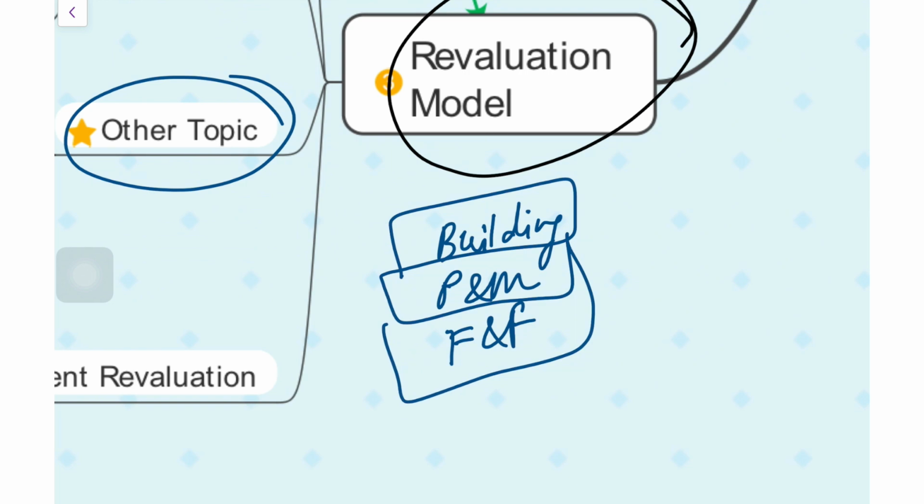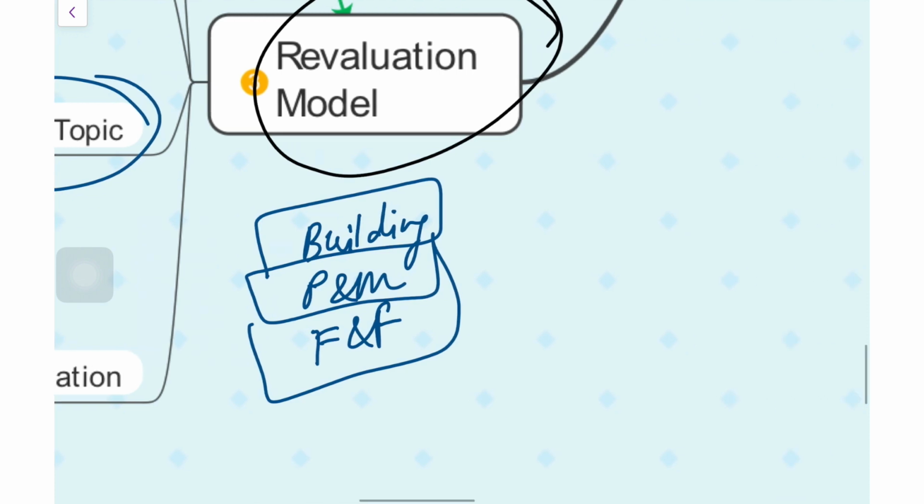That means for buildings separately you have to apply revaluation, for plant and machinery separately you have to apply revaluation, and for furniture and fixtures you have to separately apply revaluation. That means for building you have to separately check what is the fair value. For plant and machinery you must separately check what is the fair value. For furniture and fixtures you must separately check what is the fair value.